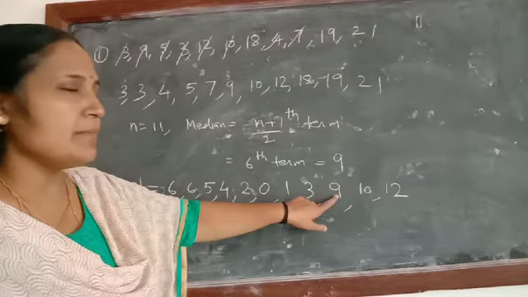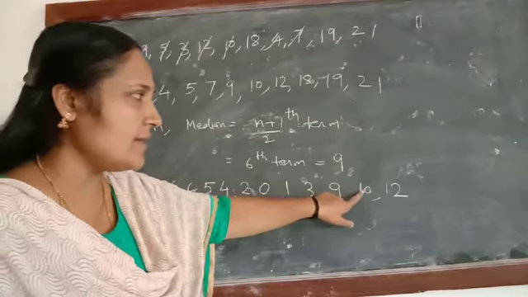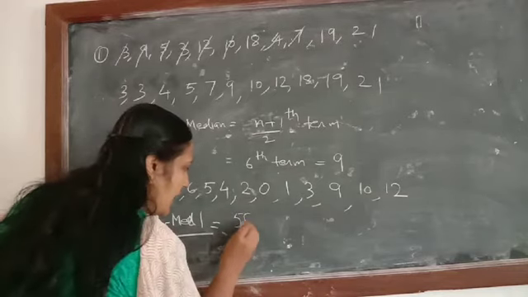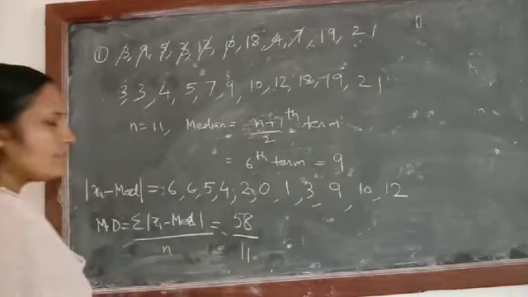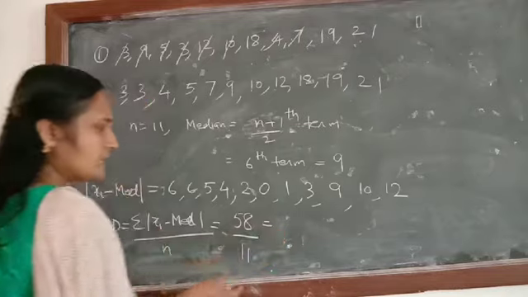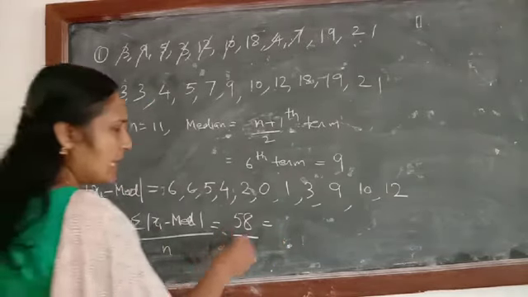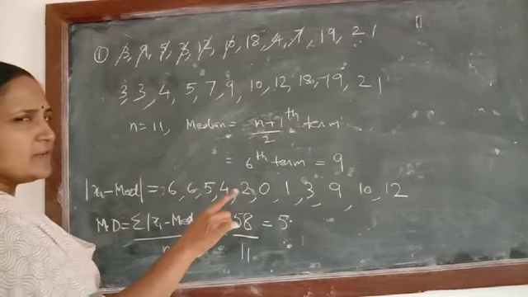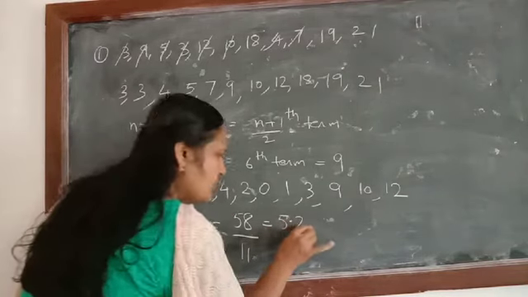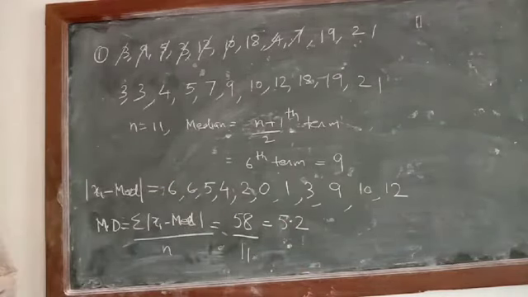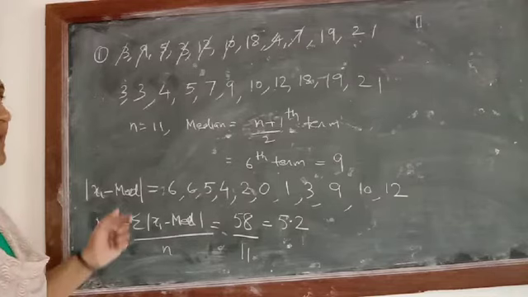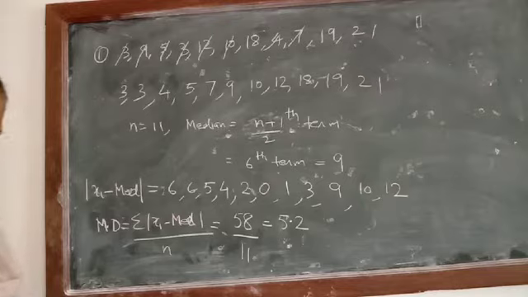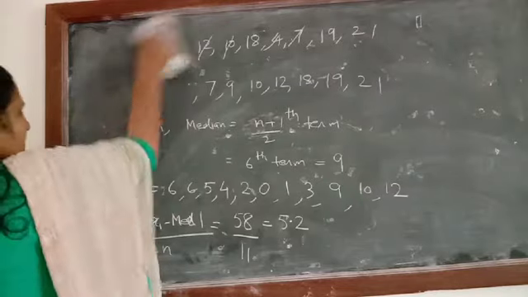27 plus 9 will be equal to 36 plus 10. 46 plus 12 will be equal to 58. So 58 by number of observations, 11. So just to convert in decimal there, 11 5s are 55. 8 minus 5, 3. So 30 will come. So the approximate value will be equal to 5.2. So is it clear how to calculate the mean deviation about median? Okay. Now we can check the next question.